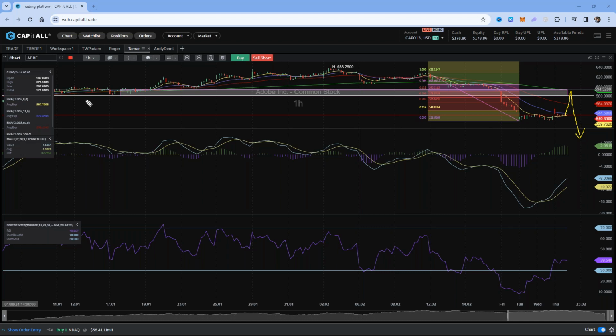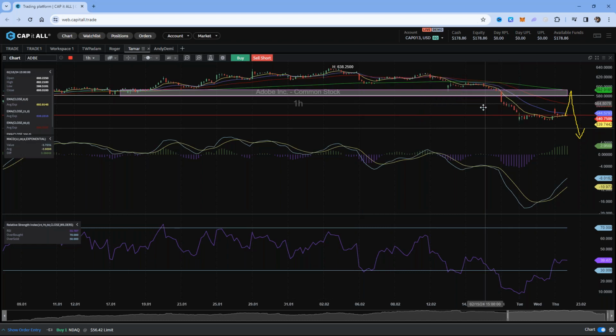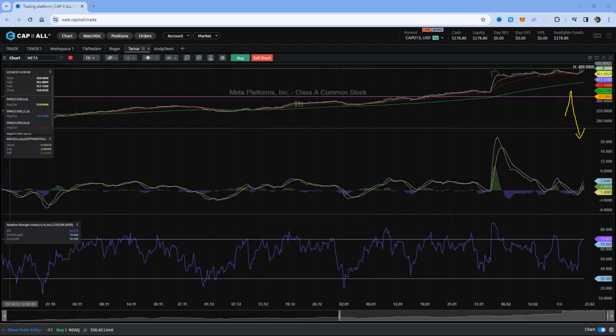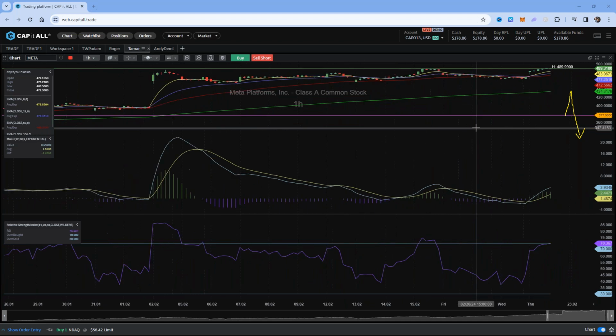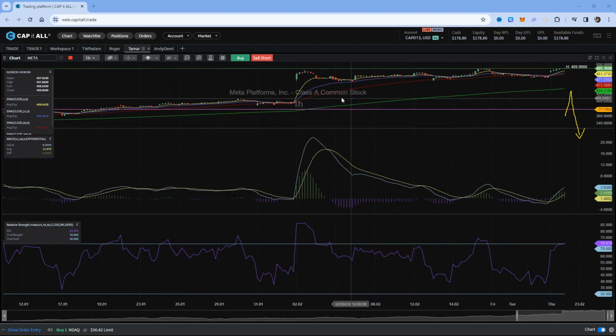Right, let's have a little look to see the next one. What have we got? We've got Meta, Facebook, basically. So nice gap that we might want to fill. Indicators look bullish. The MACD looks bullish. It's come back to the zero.